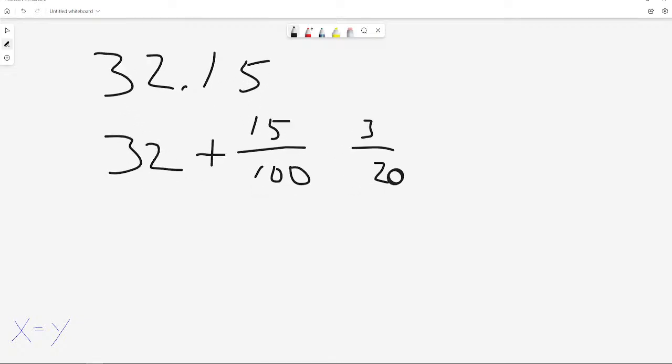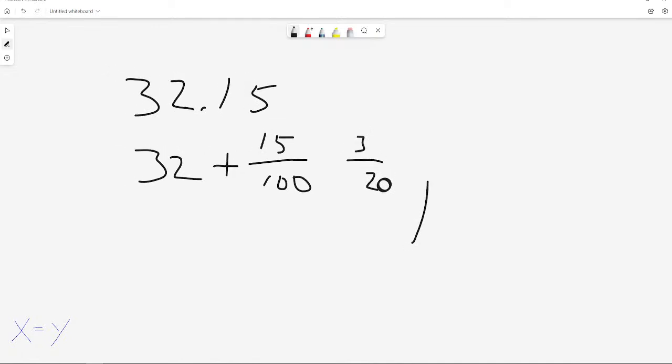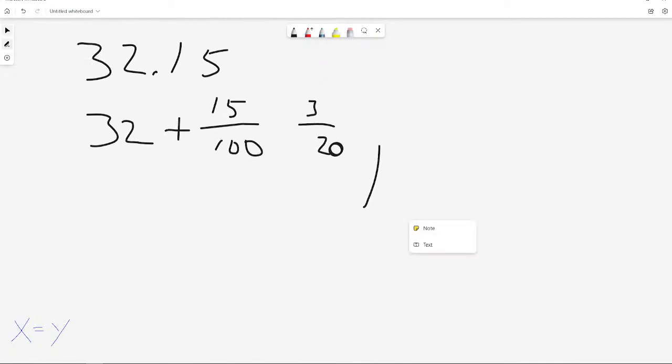Whoa, I can zoom in and out. That's cool. Oh, and I can move it around. Sweet.